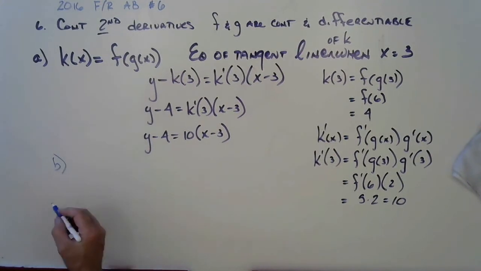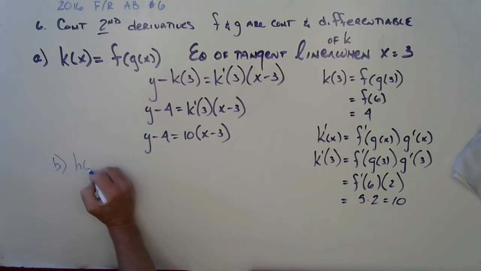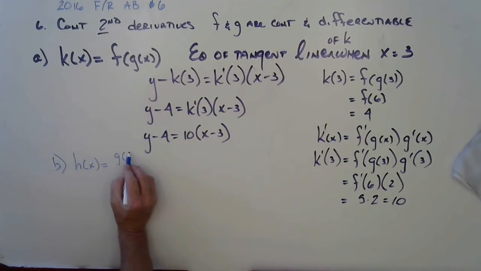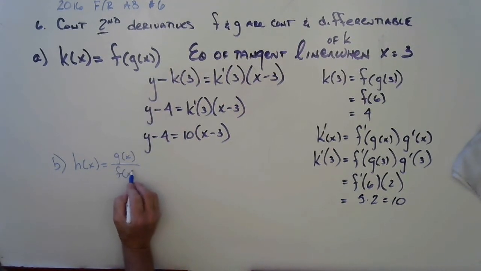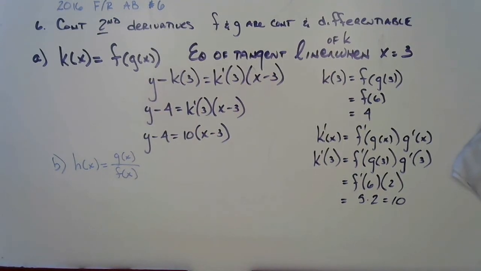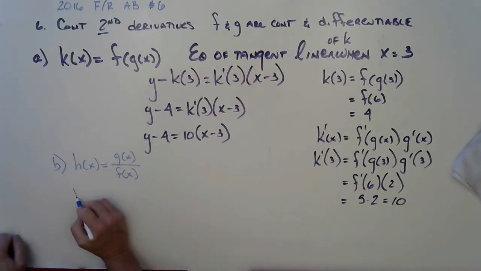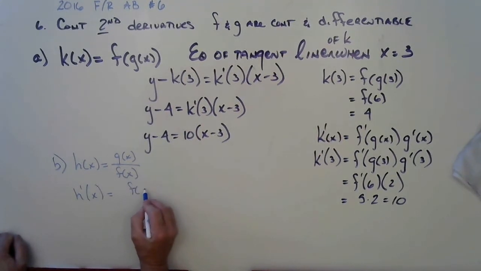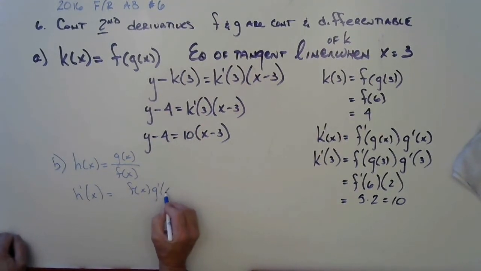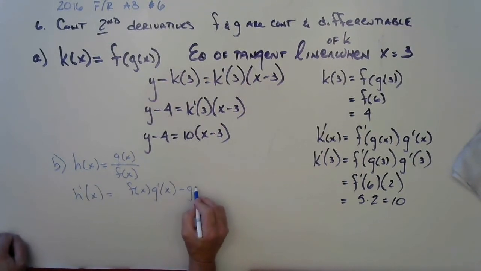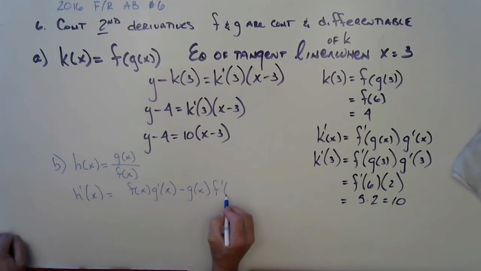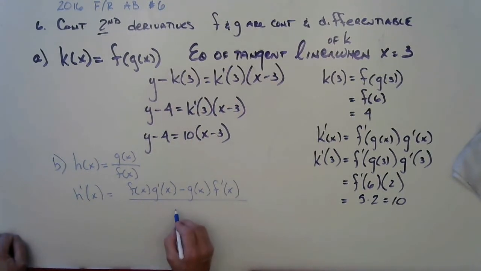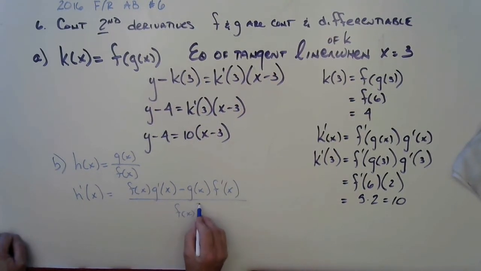Look at part B. They give us a new function, h. h is g over f. And it says, find h prime of 1. Well, what's h prime equal? Well, you know the quotient rule as well as I do. It's denominator, derivative of the numerator, minus numerator, derivative of the denominator, all divided by denominator squared. Now plug in 1.